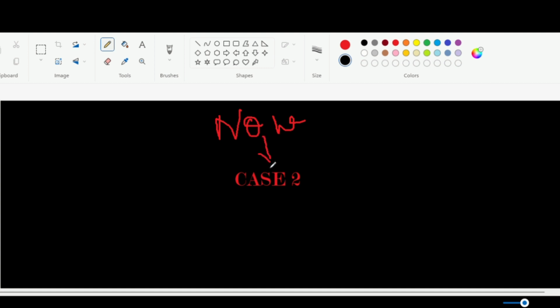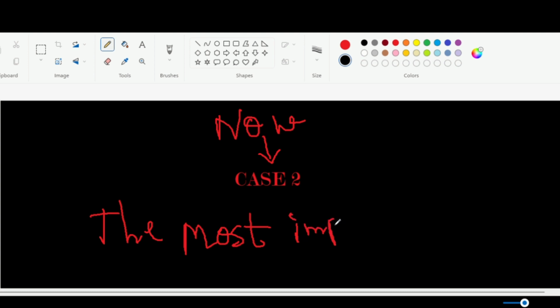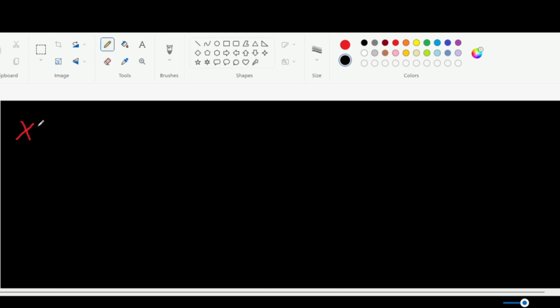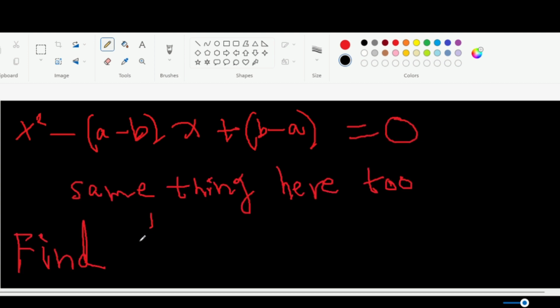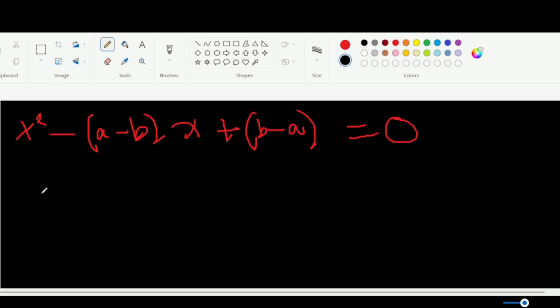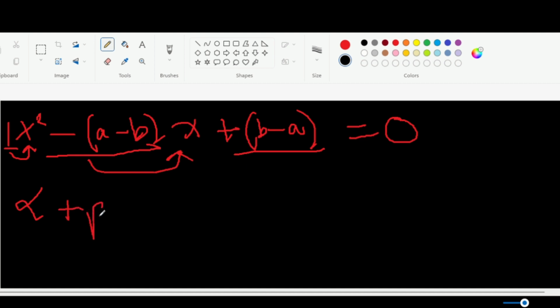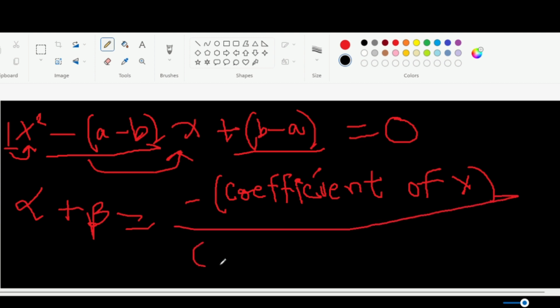We have completed the first case and now we are heading towards the second case, which is the most important one. In this case, you have been given a quadratic equation x² - (a - b)x + (b - a) = 0, and you are asked to find the same thing here too, 1/alpha + 1/beta. Here, the coefficient of x is the negative of (a - b), the coefficient of x² is 1, and the constant term is b - a.